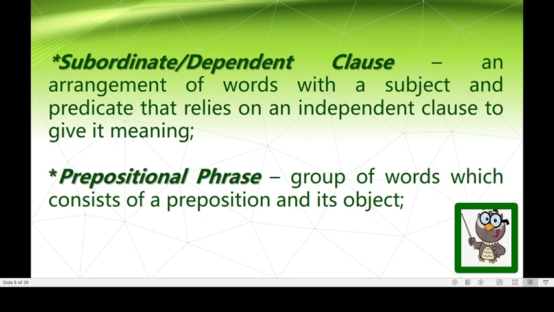Next is subordinate or dependent clause. This is an arrangement of words with a subject and predicate that relies on an independent clause to give it meaning. We have prepositional phrase. This is a group of words which consists of a preposition and its object.